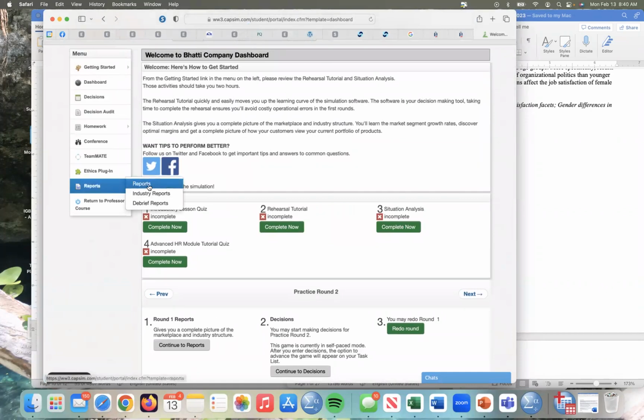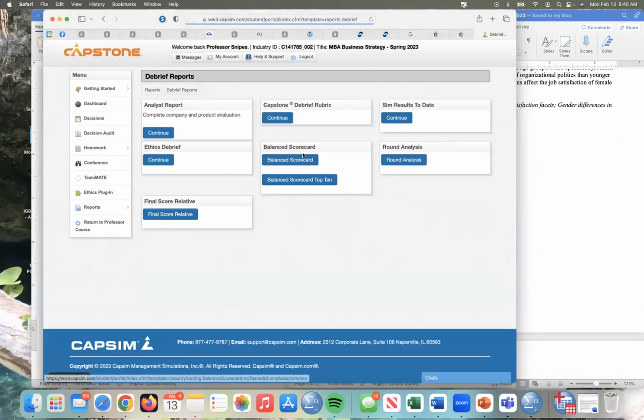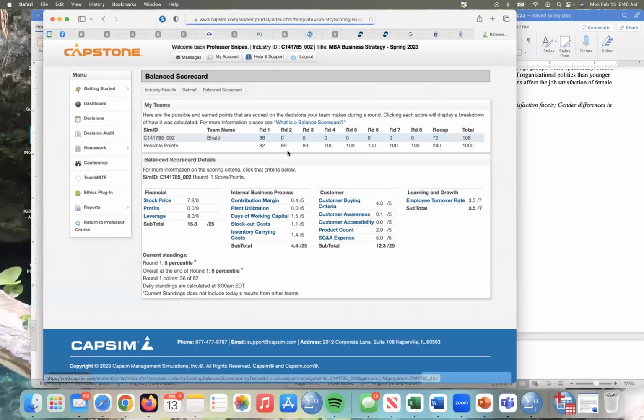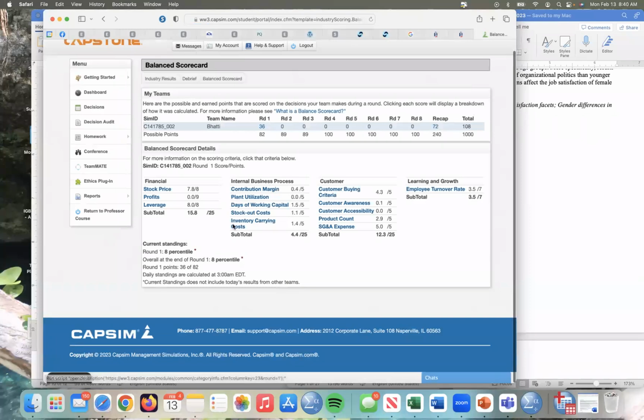So I'm going to go to reports, debrief reports, and then the balance scorecard. So you can see I made a 36 in practice round 1. That won't mean anything to you. This is out of a possible 82 points. What you'll have to do is click on that number. You can see that it's clickable, and look at the percentile ranking at the end of the round.